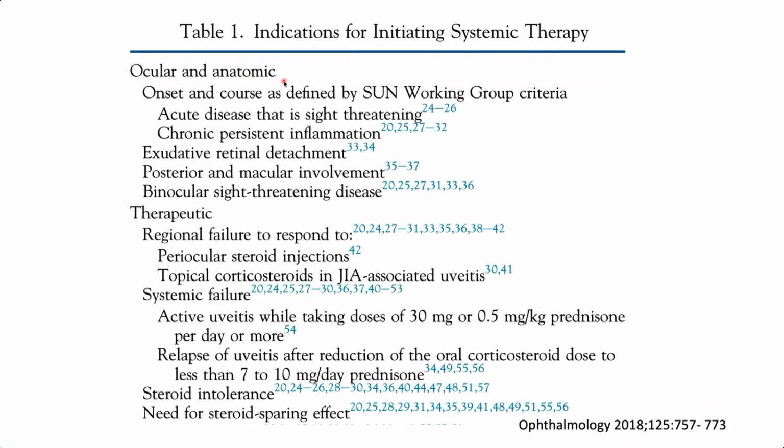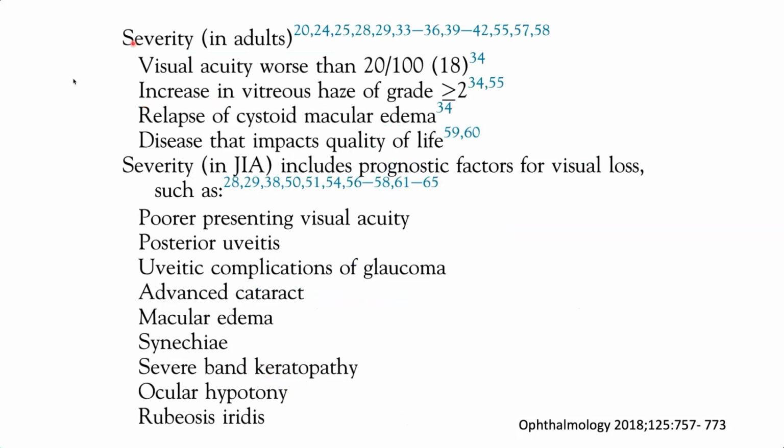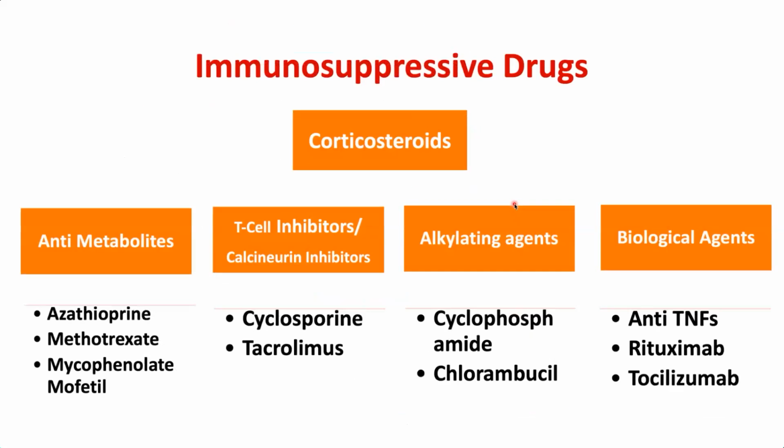Again, these are the ocular and anatomical reasons. And then wherever, as I've already alluded, therapeutically, there is a regional failure to respond to steroid injections or topical corticosteroids, or when there is a systemic failure, when there is acute uveitis while taking a higher dose of corticosteroids, or when the steroid dose cannot really be decreased. This is just a reiteration. And steroid intolerance or steroid sparing, when there is severity of the disease, or there are poor prognostic factors for vision loss. So these I've already explained.